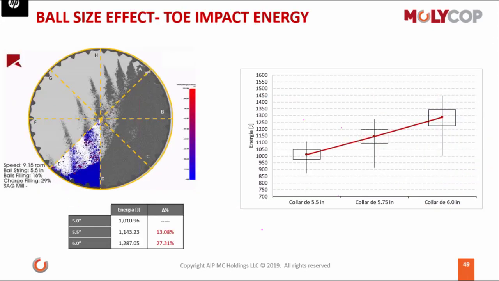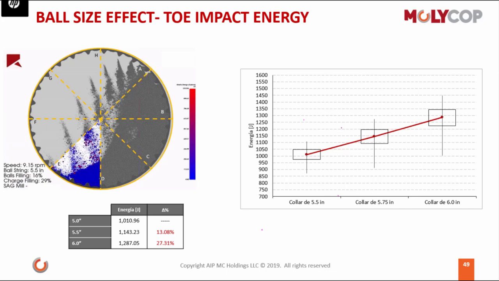What happens in the toe? What happens with the energy? You can see in the graph, and you can see on the left the table, with 5 inches, the energy produced by one hit of the 5 inch ball is around 1,000 joules. If we move to 5.5, the energy is going to be 1,143. That means 13% more energy in the impact. And if you move to 6 inches, you're going to have 27% more energy in comparison with the 5 inch ball.